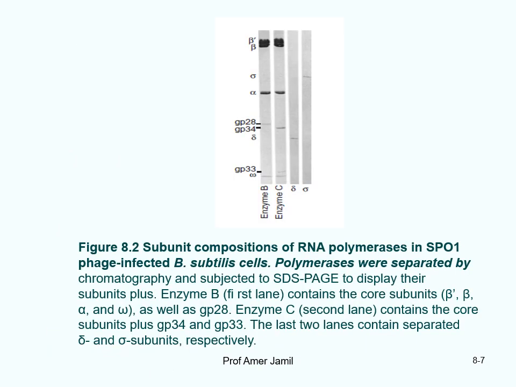So this figure shows subunit compositions of RNA polymerases in SPO1 phage infected Bacillus subtilis cells. These polymerases were separated by chromatography and subjected to SDS-PAGE. Here there is an enzyme B and an enzyme C. Enzyme B, the first lane, shows the core subunits beta prime, beta, alpha and omega, as well as GP28. Enzyme C contains core subunits GP34, 33, and the last two lanes contain separated delta and sigma subunits respectively, those subunits which are present in Bacillus subtilis.